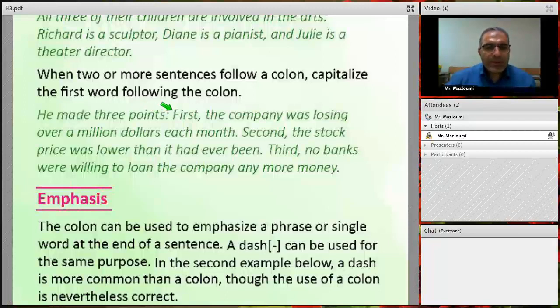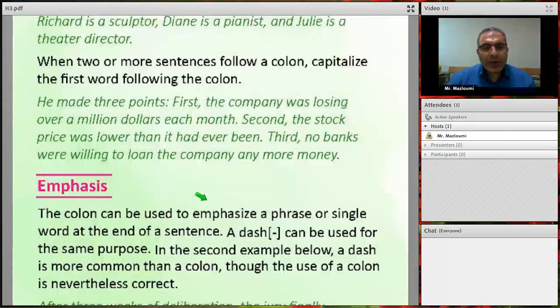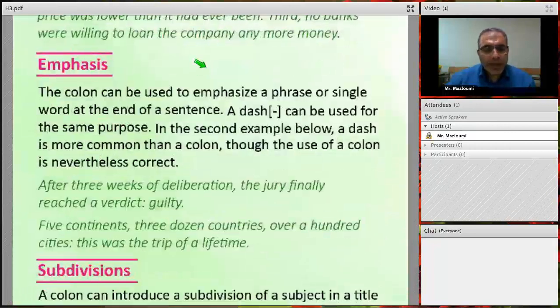So, he made 3 points, colon, first with a capital F, comma, the company was losing over $1 million each month, full stop, period. Second, capital S, comma, the stock price was lower than it had ever been, full stop. Third, capital T, comma, no banks were willing to loan the company any more money, full stop.